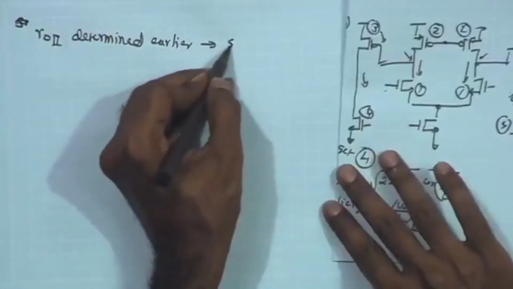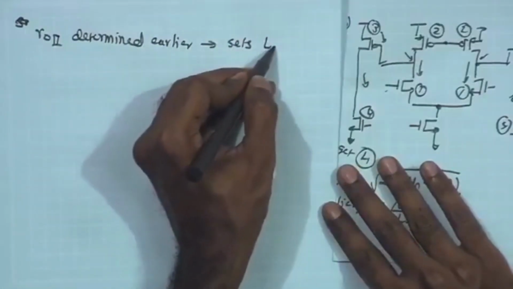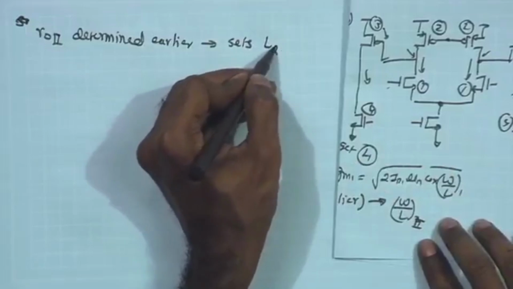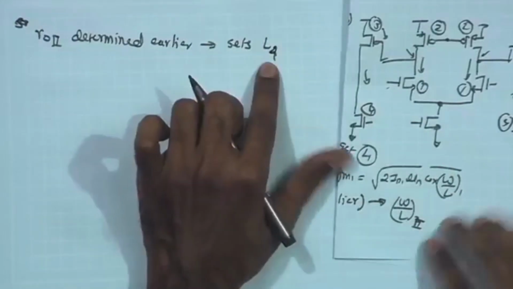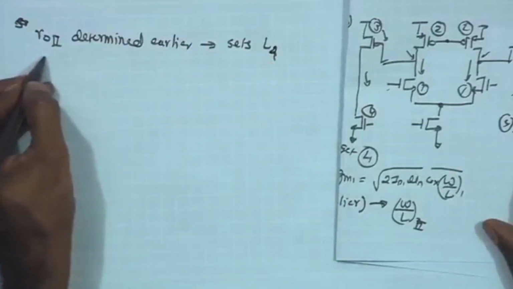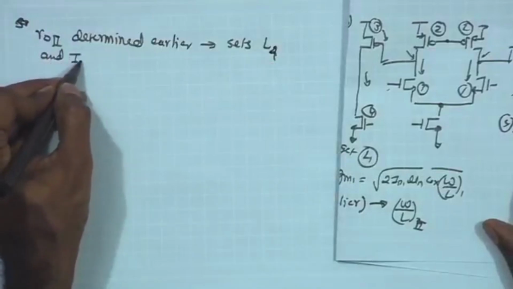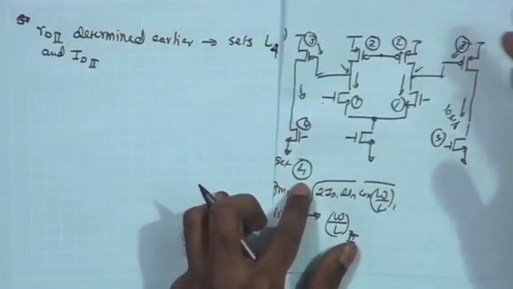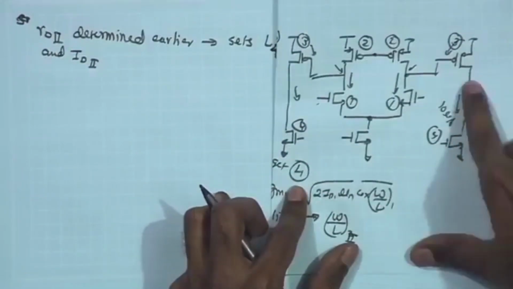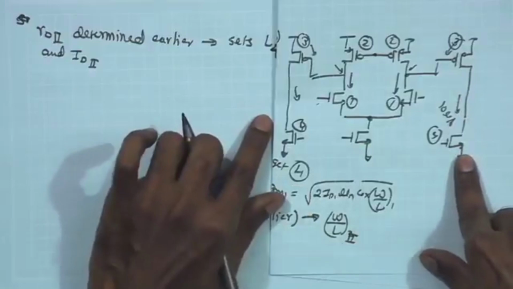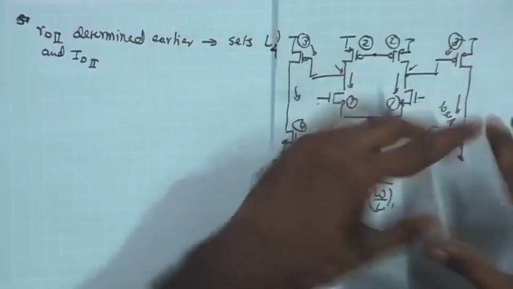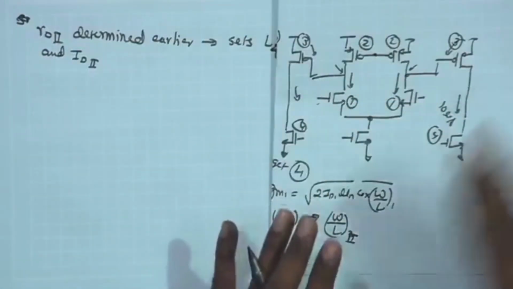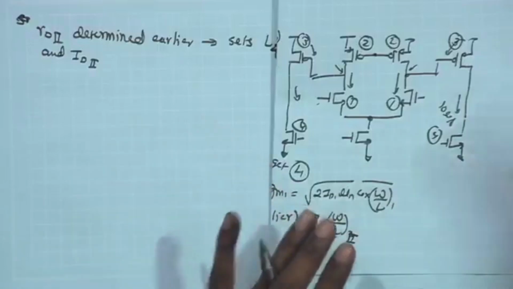sets the L2 or L4. So L4 is already known, RO2 and ID2 determined earlier sets the L4, because ID2 budget is known, and also the L4 has been determined based on the gain requirement. So that gives me the L4 also. So these two must have same L4 so that the RO is equal to the required value, so that GM RO is equal to 100.